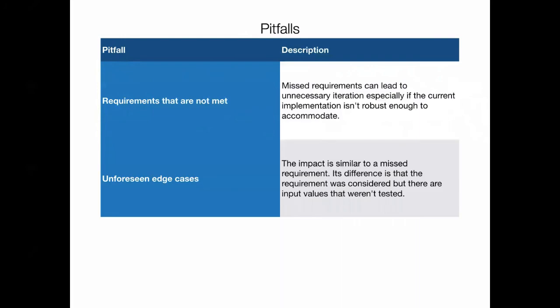The second one, unforeseen edge cases. This one is a bit more evident if you don't process the problem. It's not unlikely that we consider the requirement, it just so happens that we didn't consider a value, for instance.